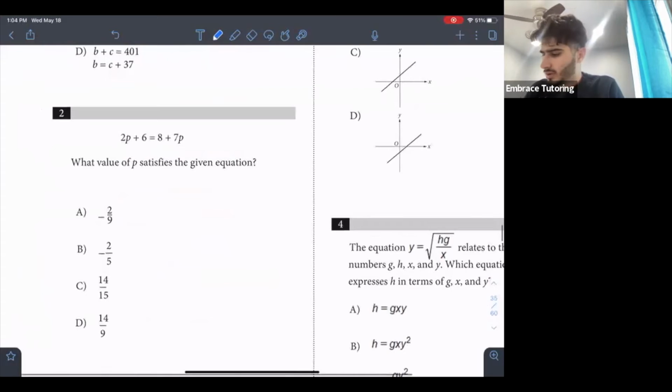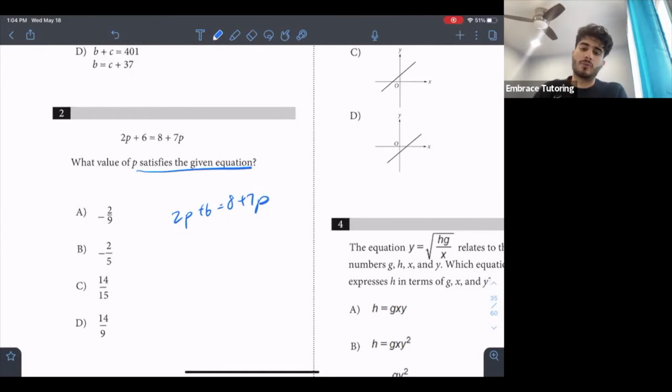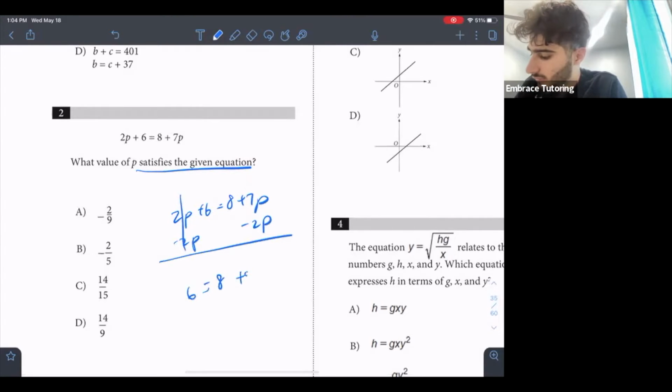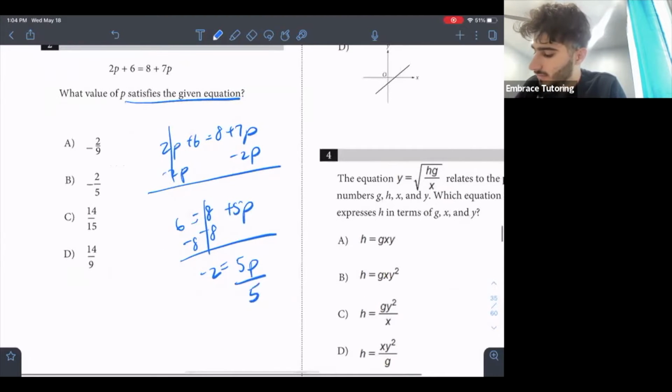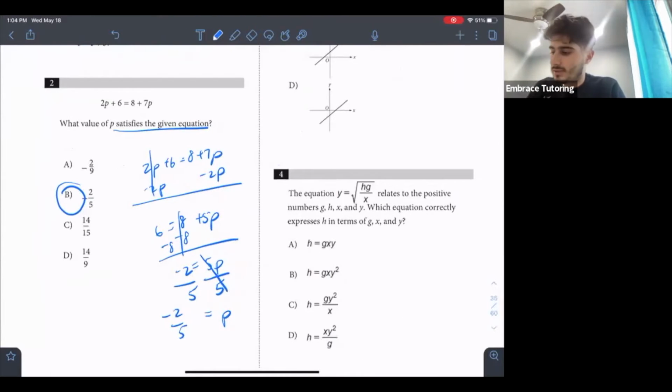Question 2. What value of P satisfies the given equation? So you have 2P plus 6 is equal to 8 plus 7P. You can get the P's on one side and the numerical constants on the other. Minus 2P on both sides: 6 is equal to 8 plus 5P, and then minus 8 on both sides: 5P is equal to negative 2. To get P by itself, you divide by 5. P is equal to negative 2/5, which is choice B. That's how you do question 2.